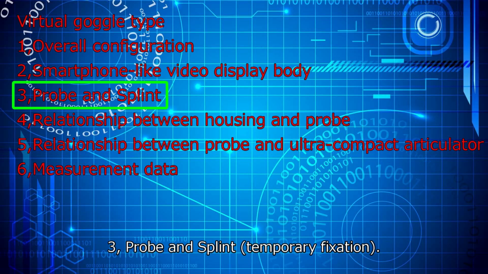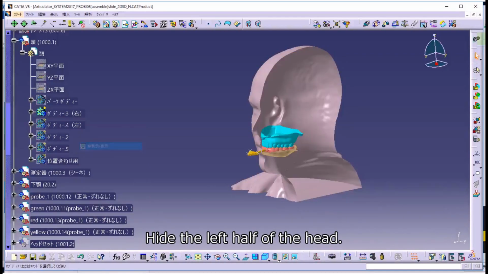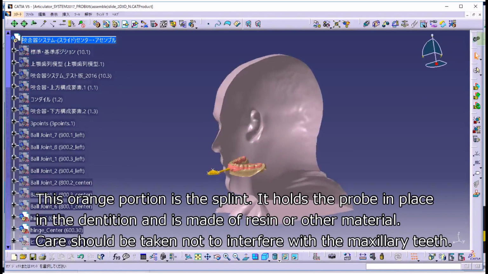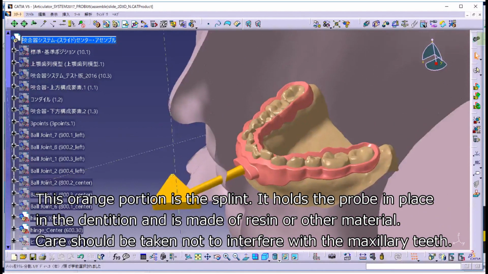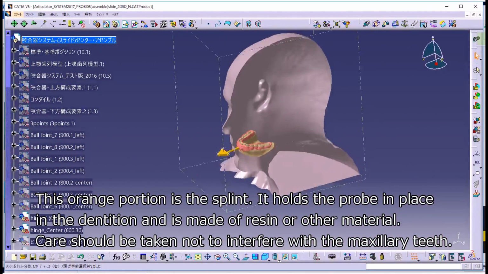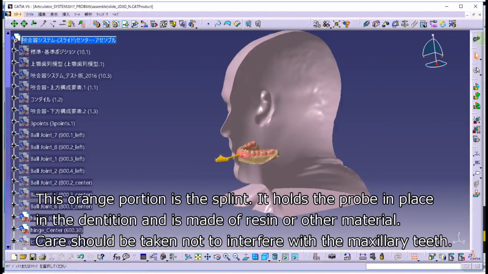3. Probe and splint. Temporary fixation. Hide the left half of the head. Hide the maxillary model. This orange portion is the splint. It holds the probe in place in the dentition and is made of resin or other material. Care should be taken not to interfere with the maxillary teeth.